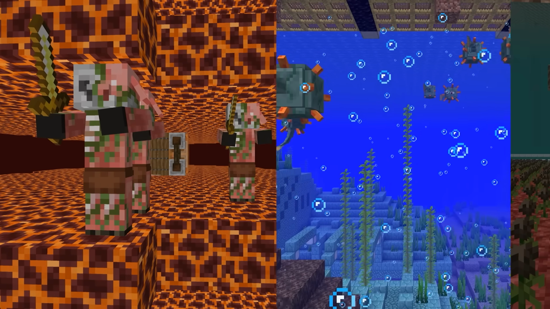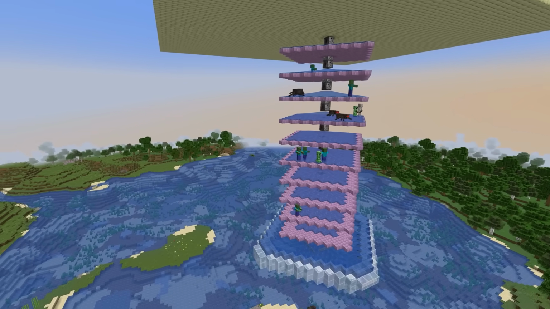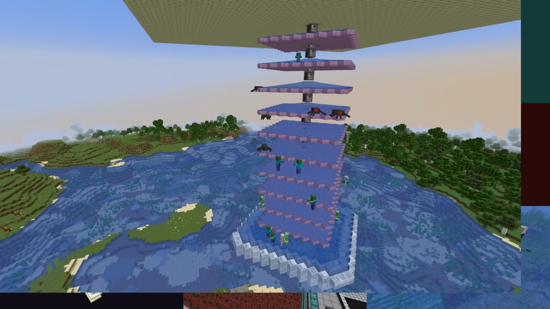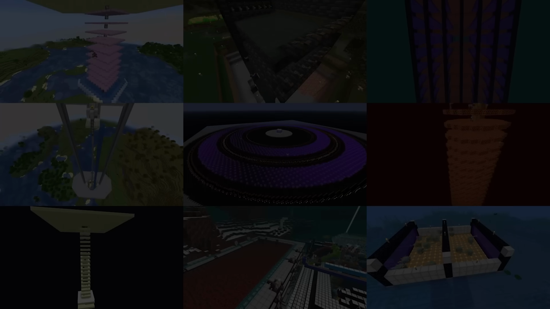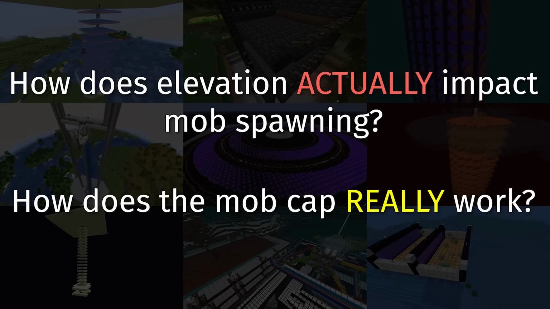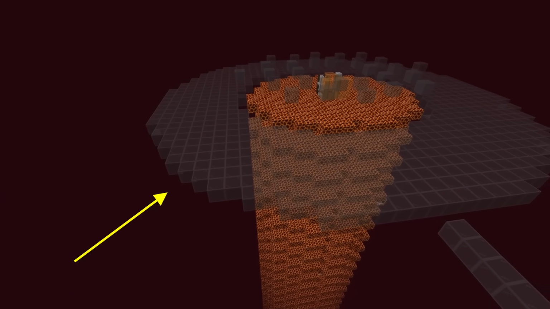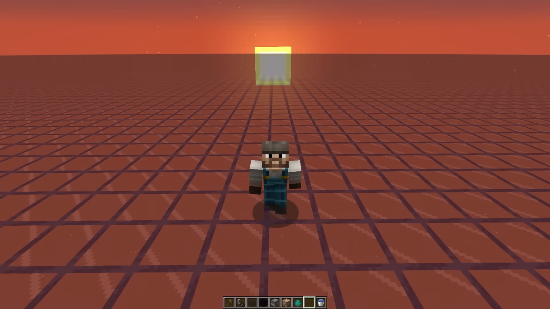Mob spawning is perhaps the single most important game mechanic in Minecraft. And while almost everyone has made a mob farm, have you ever wondered how different design decisions impact the farm's efficiency? Like, how much does elevation actually affect mob spawning? How does the mob cap really work? Or why do so many farms have this weird outer roof around them? These were some of the questions that I had, so I decided to find out.